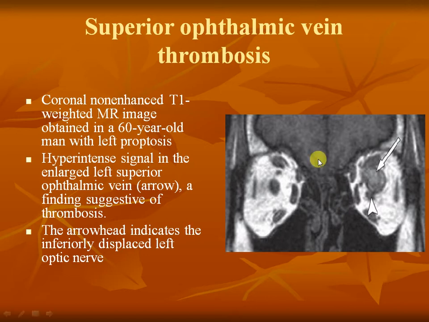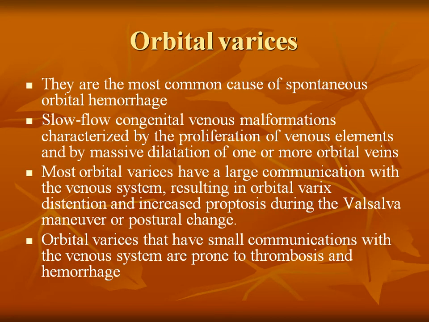Again, you can see here, this is the superior ophthalmic vein. On the right side, it's normal, it's small, it's nice, while on the left side, it's large. There is no flow void. There is signal intensity within the vein indicating blood stasis. The blood is not moving here, indicating superior ophthalmic vein thrombosis. This is an orbital emergency.